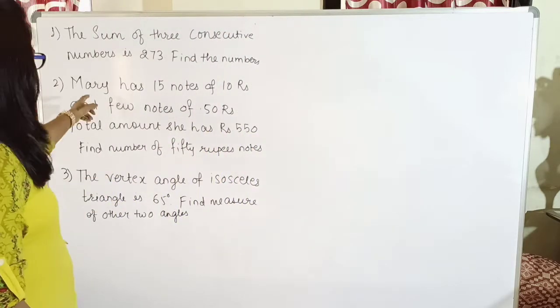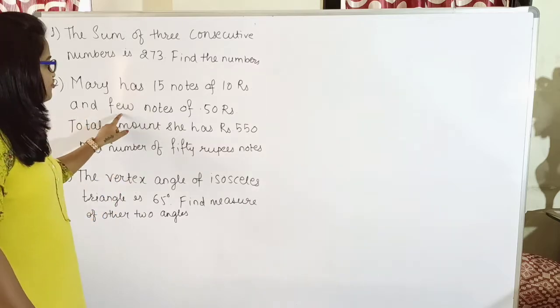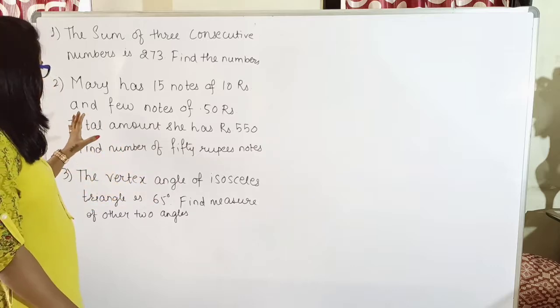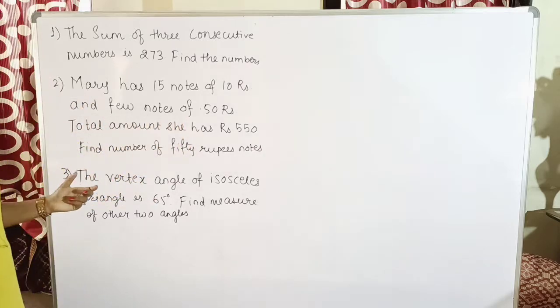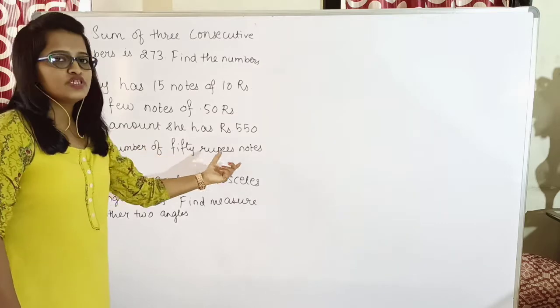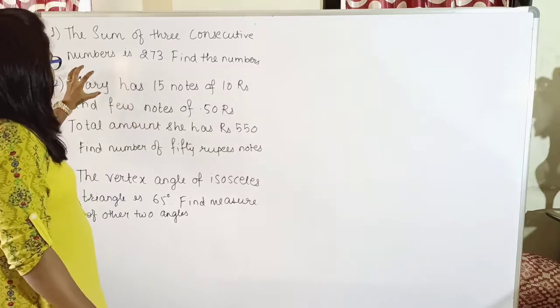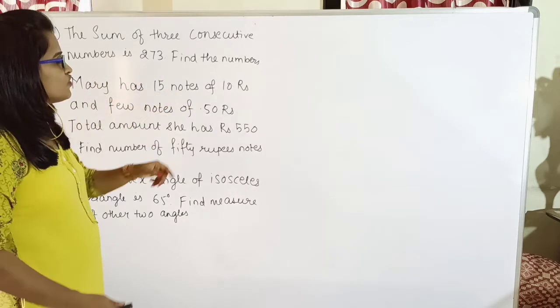It says Mary has 15 notes of 10 rupees and few notes of 50 rupees. Now that few notes means I don't know how many notes she is having. The total amount she has is rupees 550. Find the number of 50 rupees notes. Okay, so let us first try to write whatever is given statement by statement. Mary has 15 notes of 10 rupees.